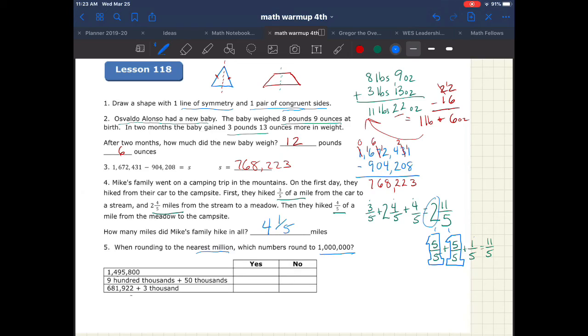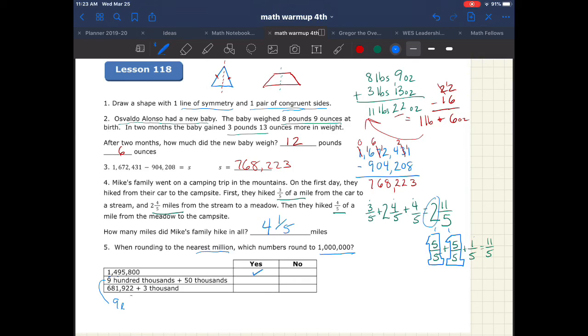So the first number, 1,495,800. So here's the millions place, the 1 million. 4 is not quite halfway to the next million, so we round down. We would round down to a million, so this one is yes. I'm going to write this one down here.